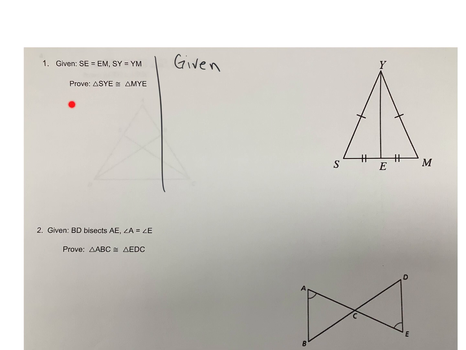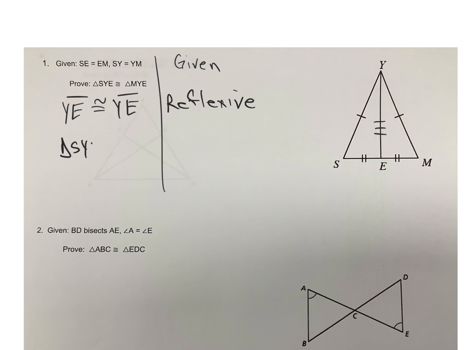All right, so YE is congruent to YE, reflexive property. And so now triangle SYE is congruent to triangle MYE, side, side, side.